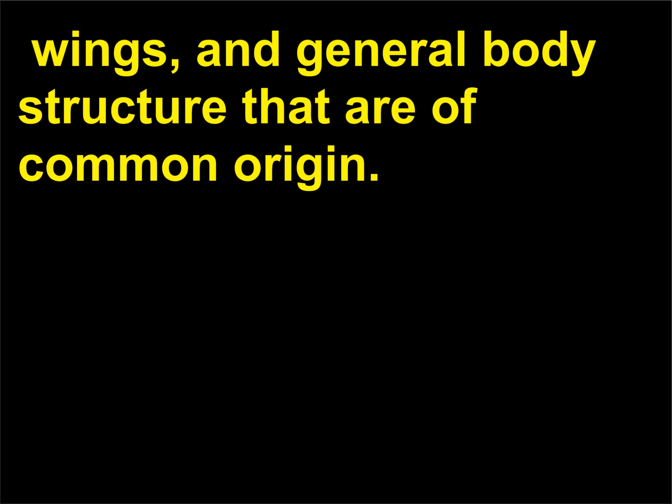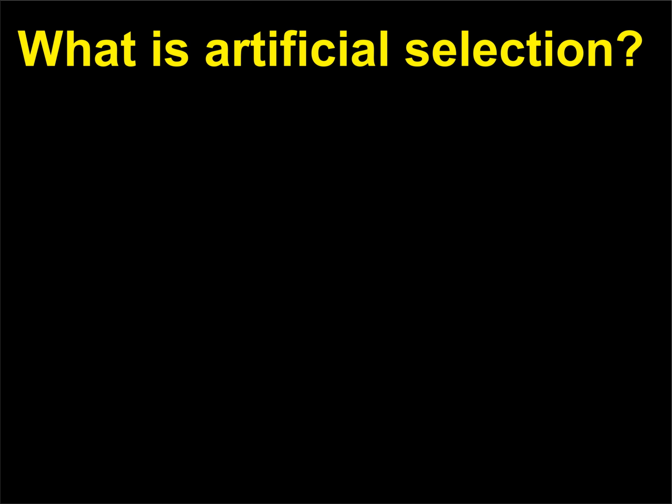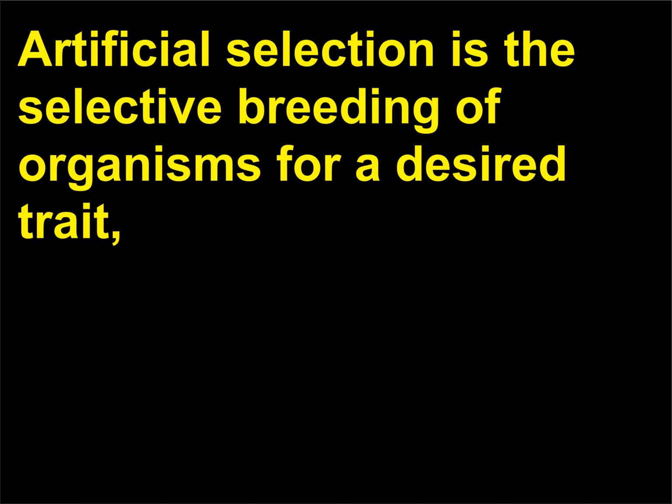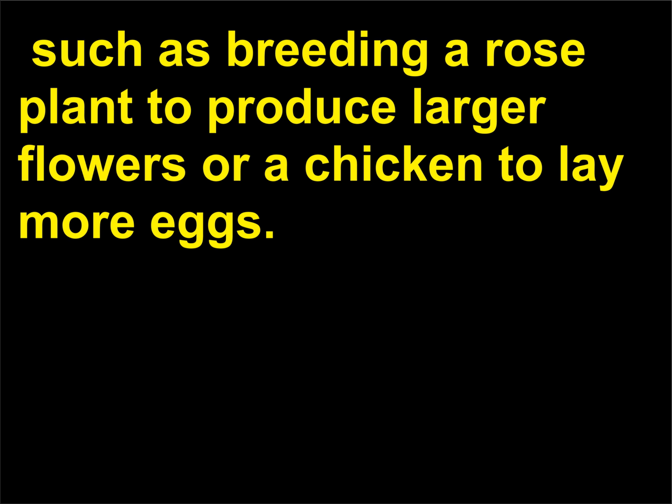What is artificial selection? Artificial selection is the selective breeding of organisms for a desired trait, such as breeding a rose plant to produce larger flowers or a chicken to lay more eggs. Darwin cited artificial selection as evidence that species are not immutable, that is, unable to be changed by selection.